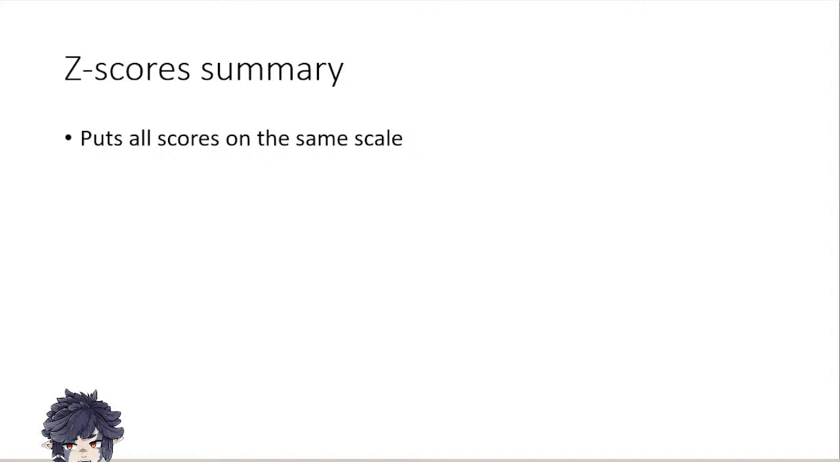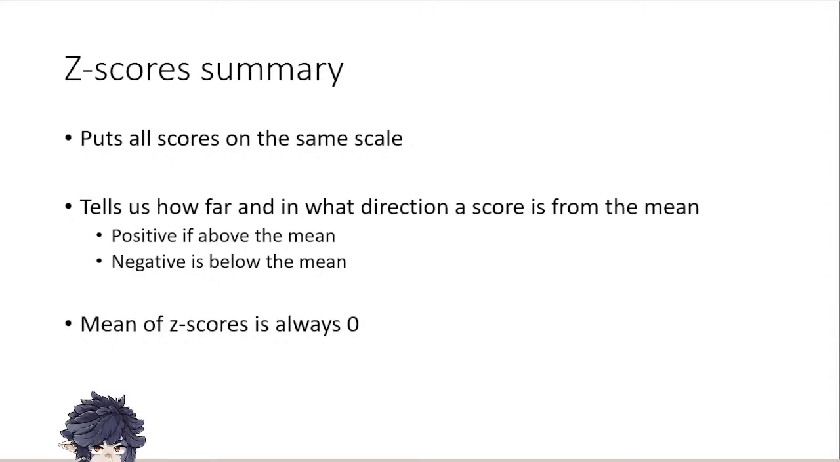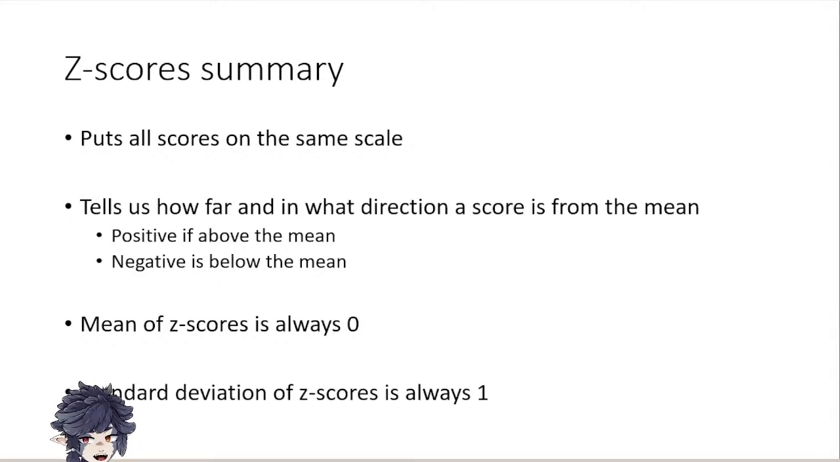So let's sum all this up. Z-scores are great because they put all the scores on the same scale, no matter what scale they started on. They tell us how far and in what direction a score is from the mean. A z-score is positive if you're above the mean and negative if you're below the mean. And the further you are from 0, the further you are from the mean. So a z-score of +5 means you're way above the mean. A z-score of -1 means you're a little below the mean. The mean of a set of z-scores is always 0, and the standard deviation of a set of z-scores is always 1.